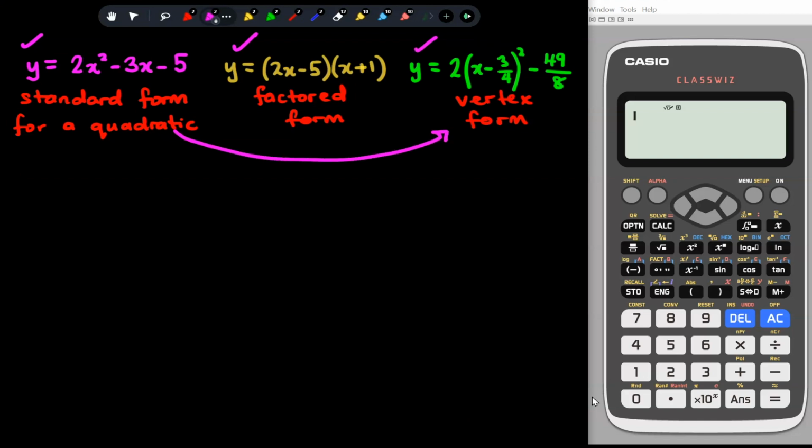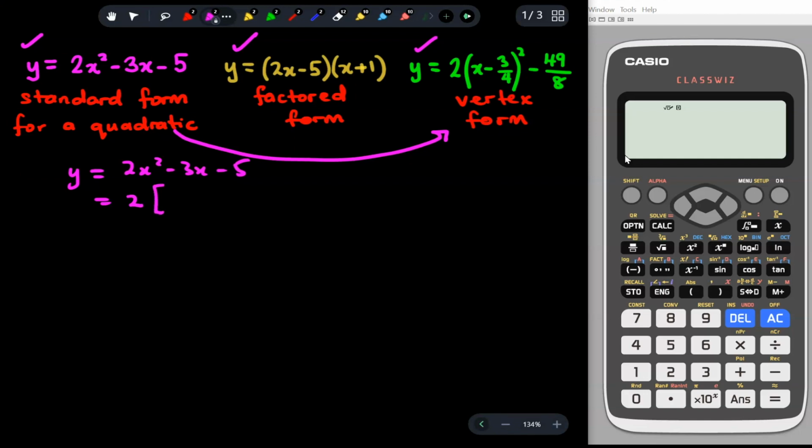Without using the calculator yet, we need to know how to use the completing the square method to get our answer in vertex form. I'm going to show you using the first equation: y equals 2x squared minus 3x minus 5. We have to make sure that our a, which is the coefficient of x squared, equals 1. Therefore, we need to factorize the 2 out.